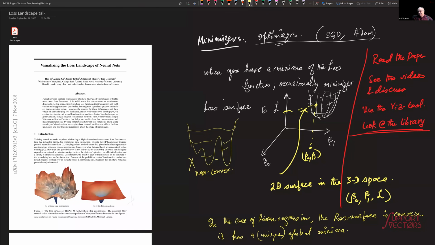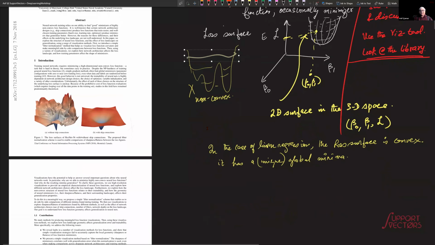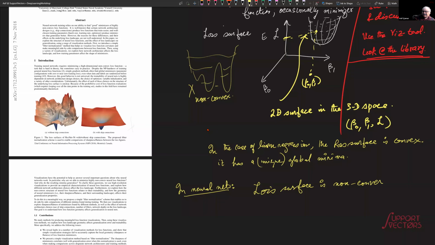Now, what happens with neural networks is, and that is the crux of the reason people used to argue that it doesn't work in neural networks and deep learning. In neural nets, even with one single hidden layer, forget about very deep neural networks, the loss surface is non-convex. What do we mean by that? Pay attention to this picture.